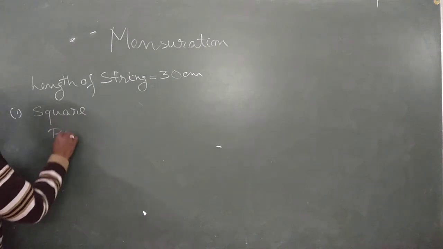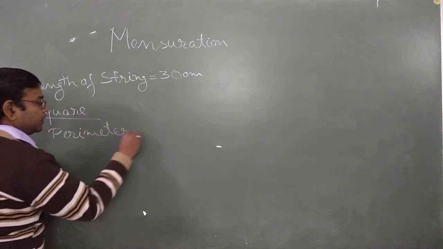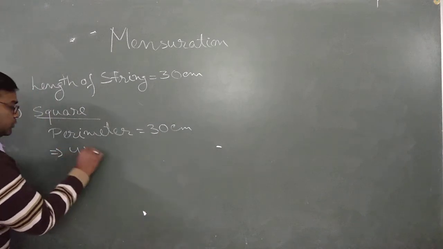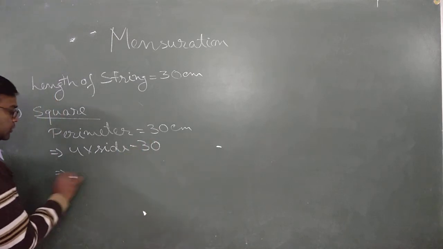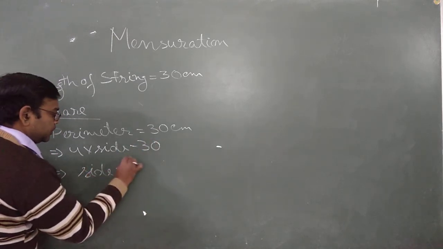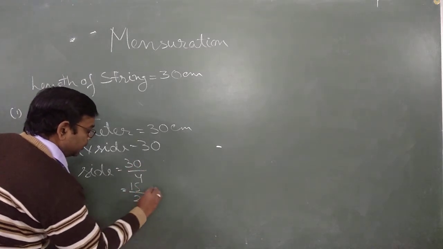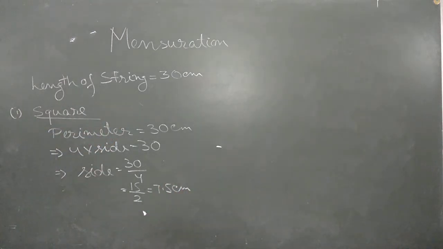So the question says that the perimeter of the square is 30 centimeter, and from the formula we know that 4 into side is 30. So what is the side? One side equals 30 upon 4. It is 15 upon 2, or we can write 7.5 centimeter. This is your answer. Similarly, there are more questions, more parts, you will solve them. Now move to the next question.